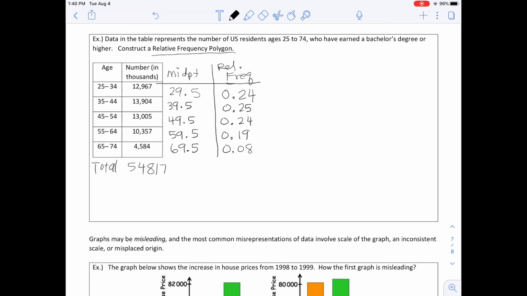Once you've found all your midpoints and your relative frequencies, you want to check to make sure that the relative frequencies add up to 1 or close to 1, and this one does. And then from here, we're going to make our relative frequency polygon, so drawing a vertical axis and a horizontal axis.